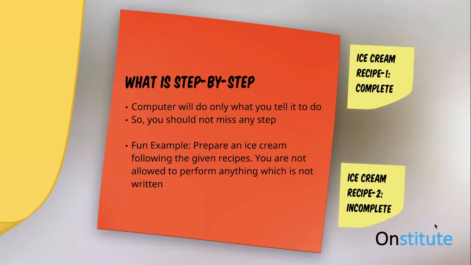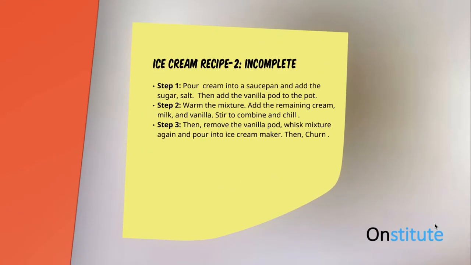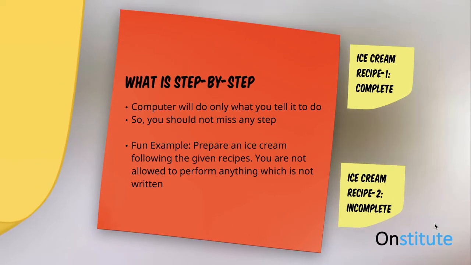However, there is another alternative recipe, recipe 2, which is incomplete in nature. It has only 3 steps, the 4th step is missing. Not only that, some parts in all the steps are also missing. And I'm pretty sure if you just follow this recipe, you are going to make the world's worst ice cream ever possible. So that is the meaning of step-by-step instruction.